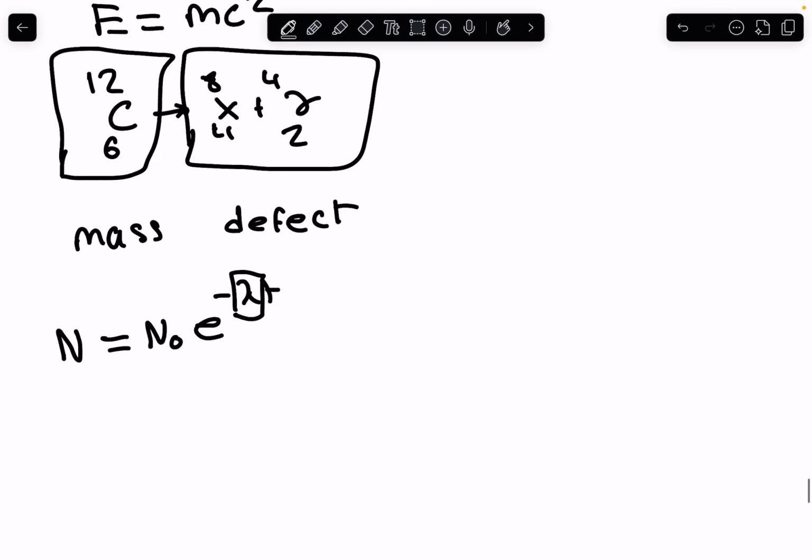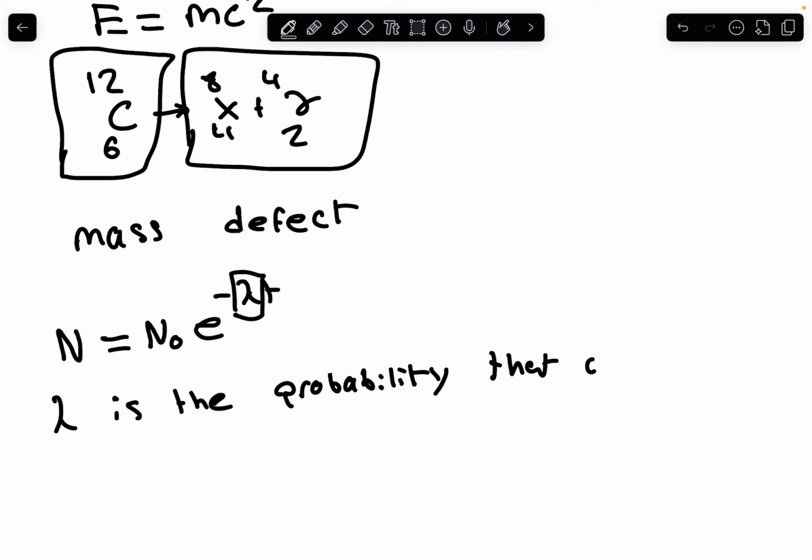Okay, so what is lambda? Lambda is something very important and very complex, but I'll tell you its definition. Lambda is the probability that a decay will occur per unit time. So you can get lambda in days, seconds, hours, it doesn't matter. What matters is you give your answer in the right units.